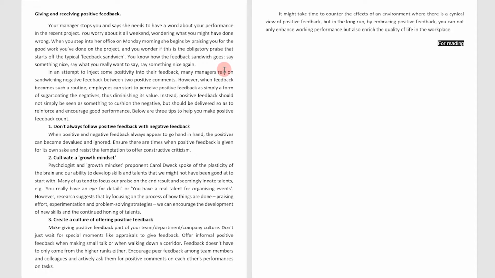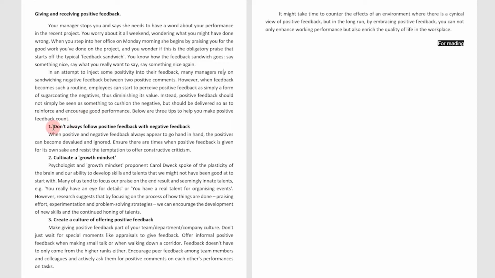If you have a correct detailed answer, put 1 point. If you have no answer, put 0 points. If you have an answer but it's not so detailed, only 2 or 3 words, no more, put 0.5 point. Next question. How often should you follow positive feedback with negative feedback?